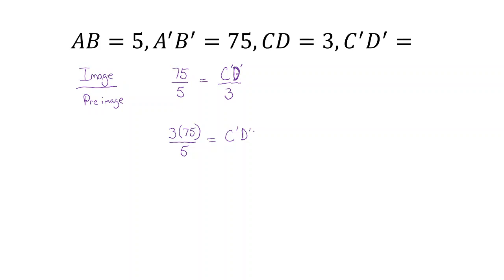You could, right at this moment, get your calculator out and work this out. But one of the things that I've stated many times is that I like to see if I can reduce my fraction to begin with. And 5 goes into 75 15 times. If that's the case, I believe that C prime D prime is going to equal 45. Or we could have just used our calculator and said 75 times 3, which is 225, and then divide 225 by 5 and you get 45.